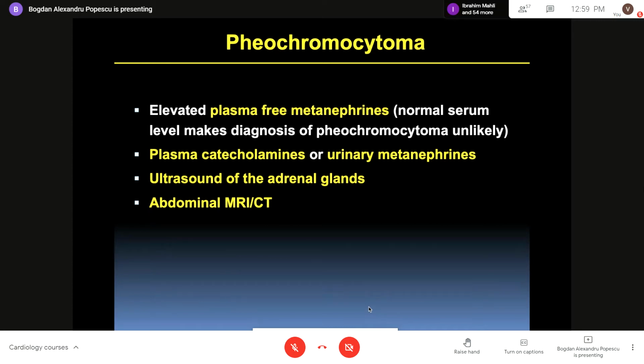If you find normal levels, this makes the diagnosis of pheochromocytoma unlikely. Alternatively, you may also find changes in the urine, or you may find plasma catecholamines. And then, of course, based on this suspicion, you do an imaging test to look at the adrenal glands. As I already told you, either ultrasound or MR-CT may show you how this looks and may diagnose the existence of a mass at that level.